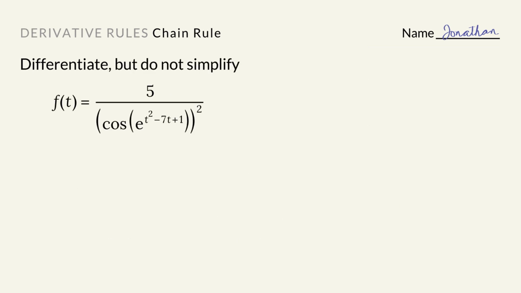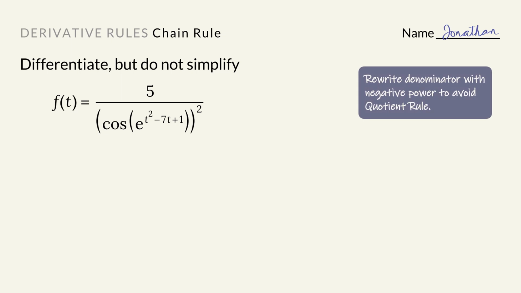Differentiate, but do not simplify, the function f of t equals 5 over the square of cosine e to the t squared minus 7t plus 1. There's a lot of different functions inside of each other, so we're going to apply the chain rule. The first thing I noticed about the outermost function is that it is a division. It's 5 over something. We can use the quotient rule, but how about we just rewrite that denominator as a negative power? That way we can use a power rule, because I personally don't like to use a quotient rule.